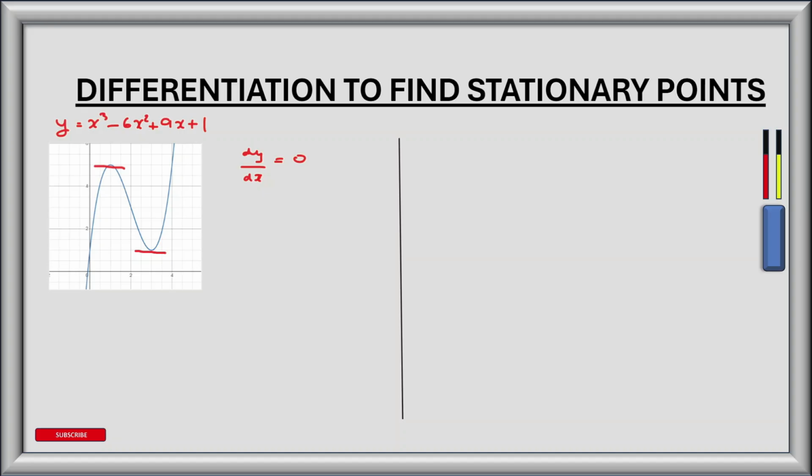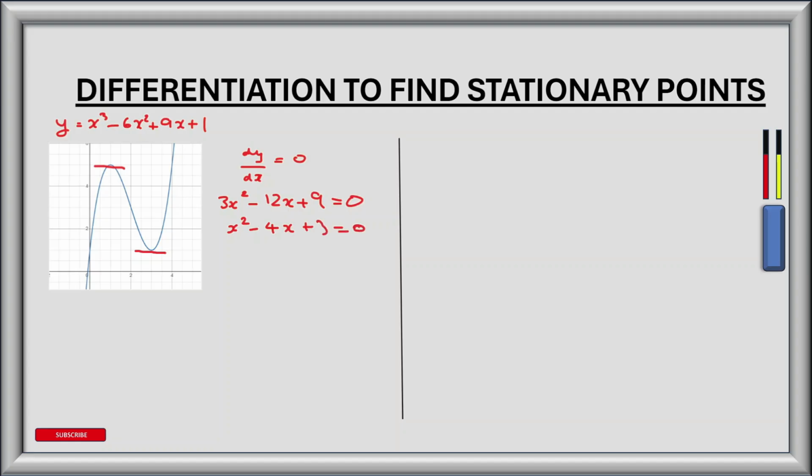So differentiating our function, we get 3x squared minus 12x plus 9. And if we set that equal to 0 and solve this quadratic equation, we'll be able to find the coordinates of the maximum and minimum points on the curve. So let's solve this equation. So we can divide both sides by 3. So we get x squared minus 4x plus 3 equals 0.